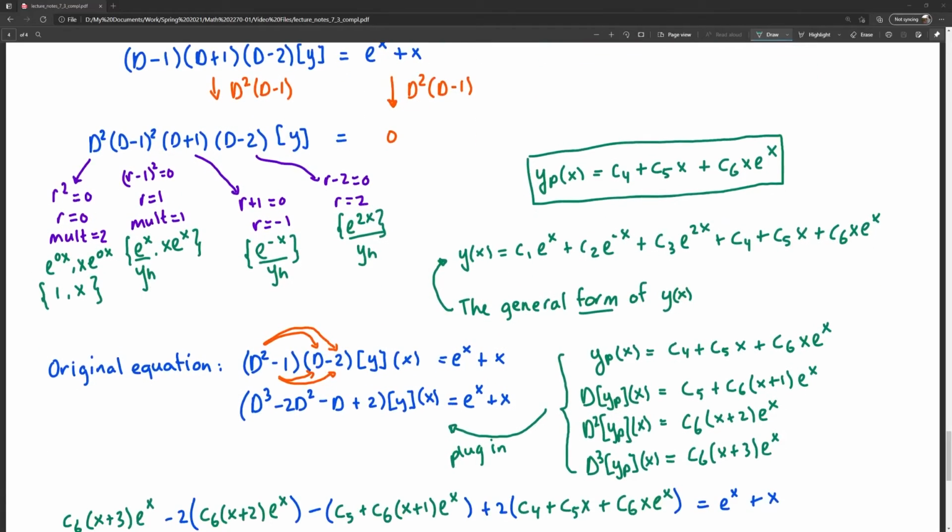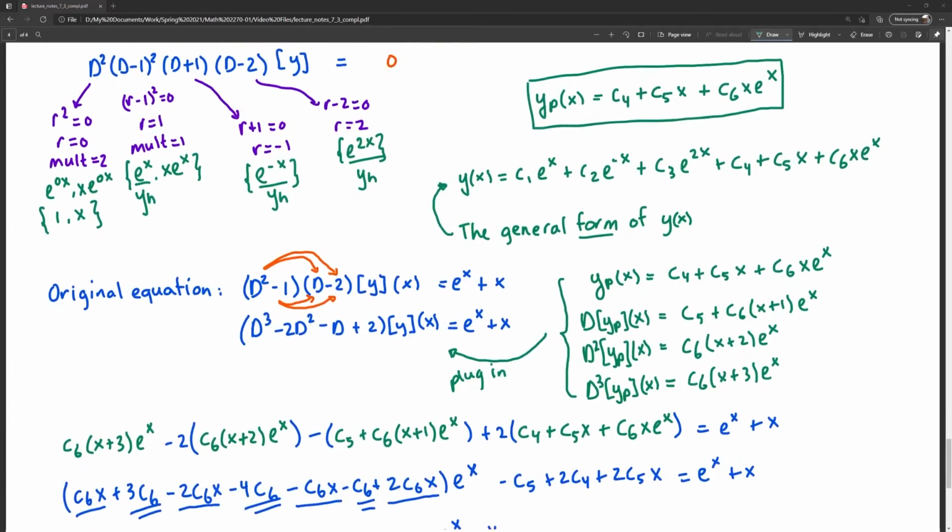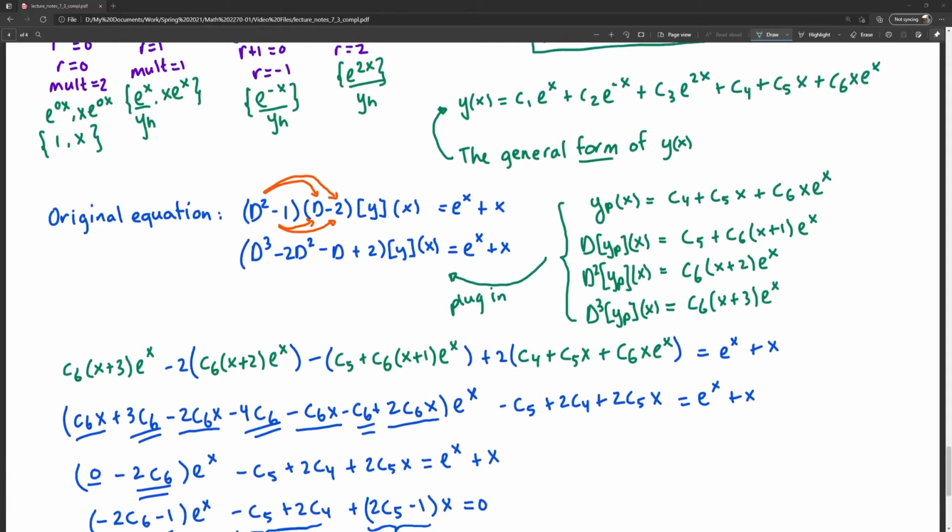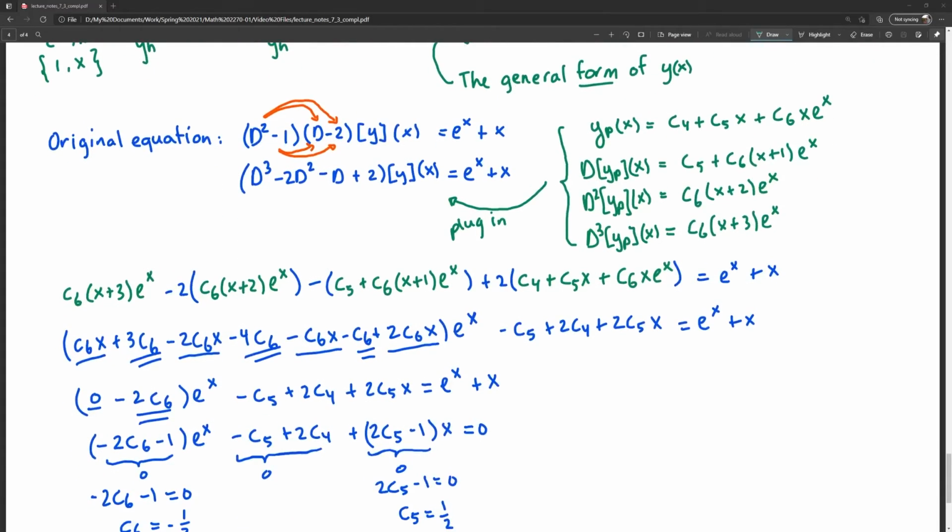So the particular solution is given here. Here's the derivative, the second derivative, and the third derivative. So if we plug that into the differential equation here, D cubed, that's the third derivative of our particular solution, minus 2 times D squared, that's the second derivative, etc. And we set that equal to e to the power x plus x. And then it's bookkeeping here.